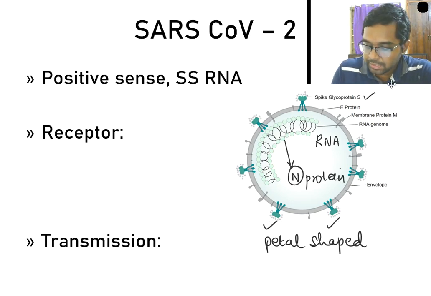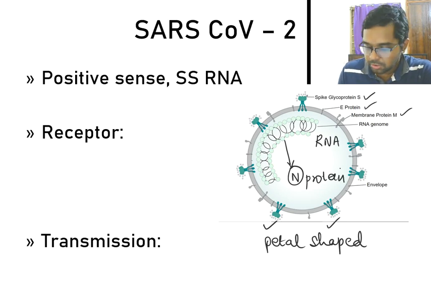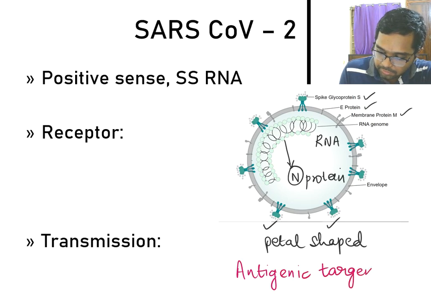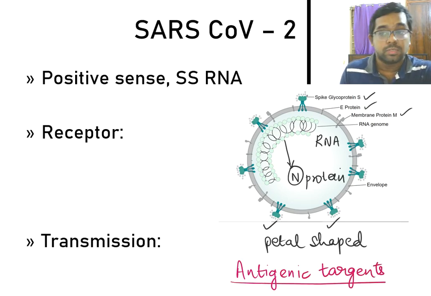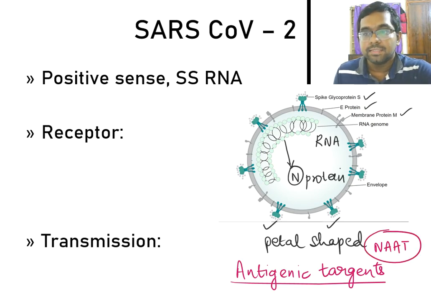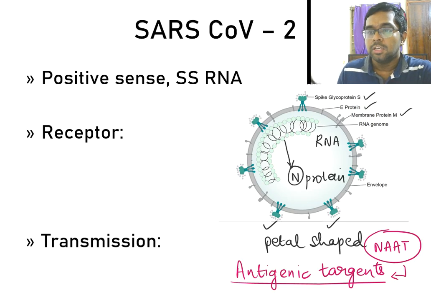What are the other proteins? E protein, which is the envelope protein. Then the membrane protein, which is the M protein. Why should you know the names of all these proteins? Because all these proteins are what we call antigenic targets. What is the meaning of antigenic targets? Whenever we do a test for detection of this coronavirus, what is the common test we do? Yes, it is called the NAAT, the nucleic acid amplification test. The typical example is RT-PCR. During this nucleic acid amplification testing, these antigenic targets are what we actually detect, which helps in the identification of the virus. So that is why you should know the names of these proteins.